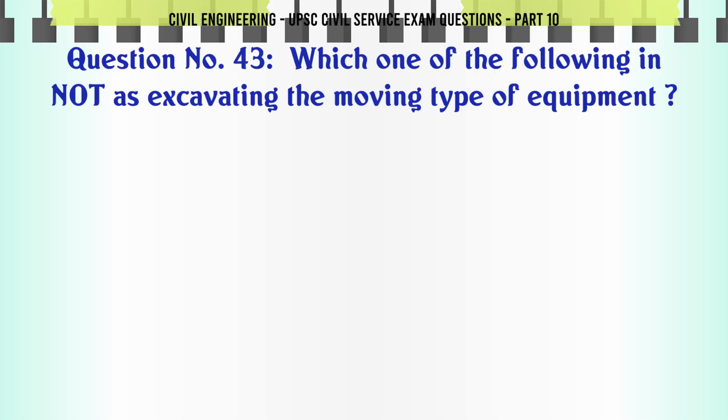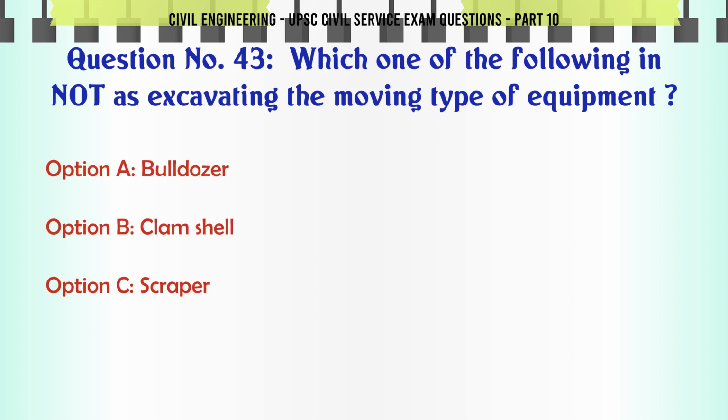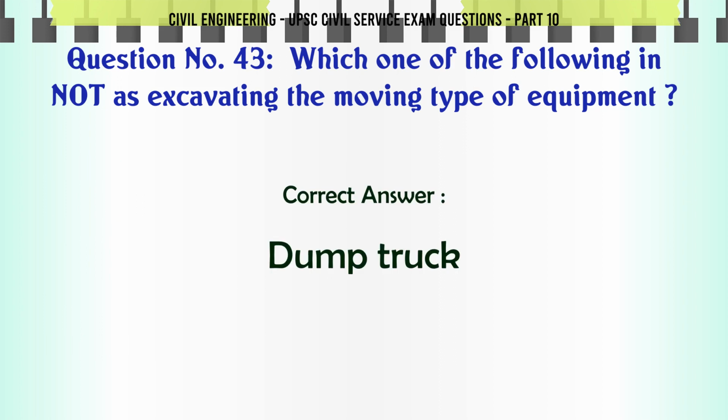Which one of the following is not an excavating or moving type of equipment? A. Bulldozer. B. Clamshell. C. Scraper. D. Dump truck. The correct answer is dump truck.